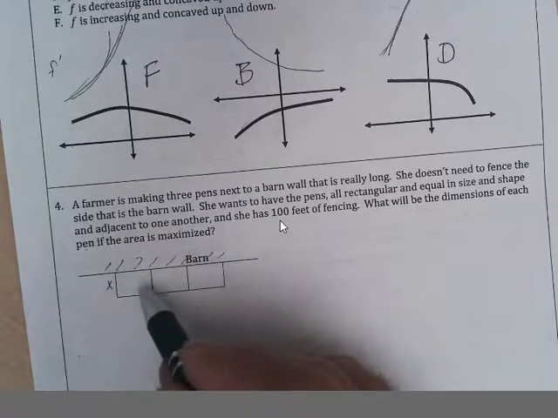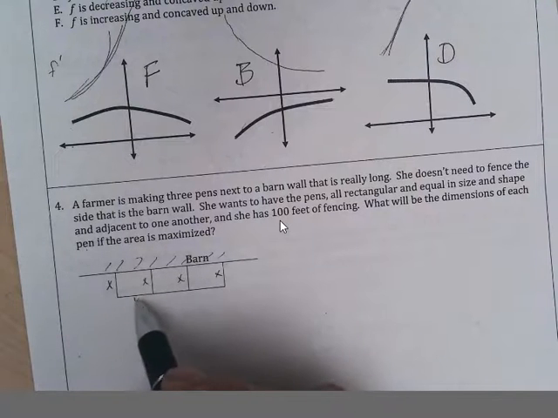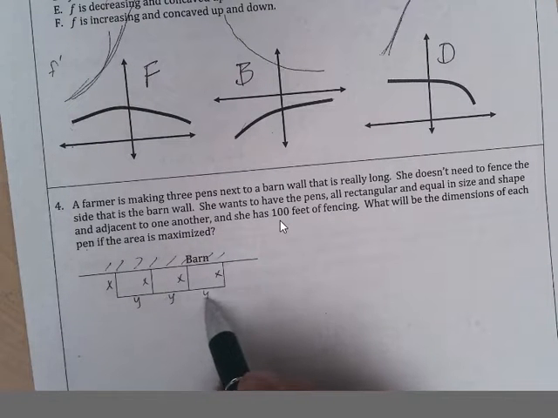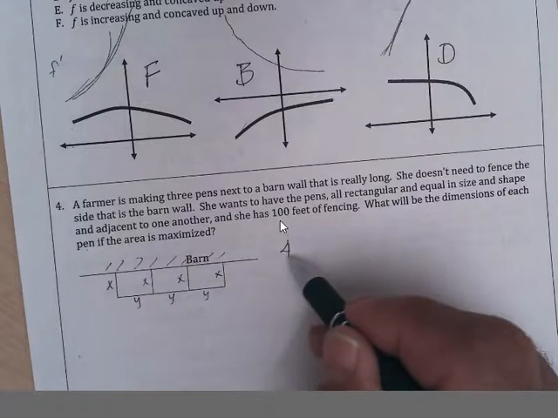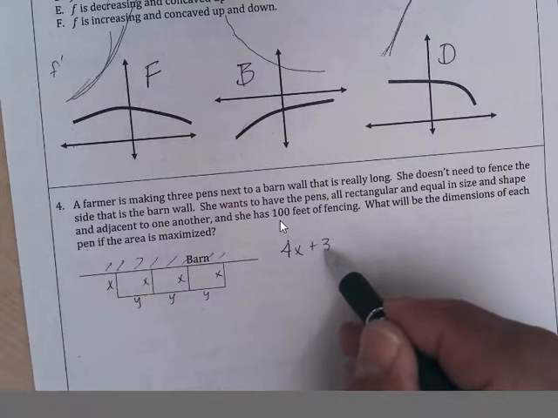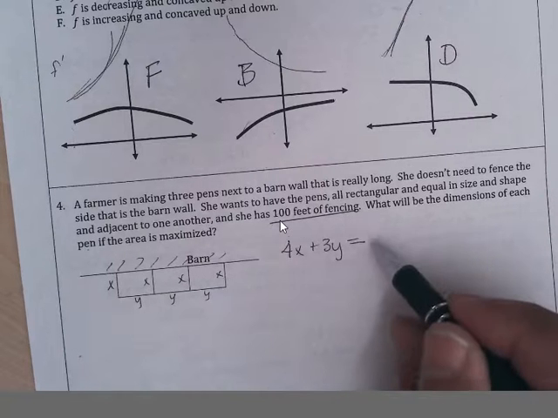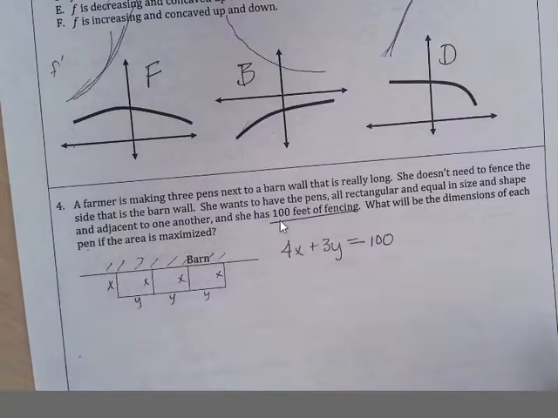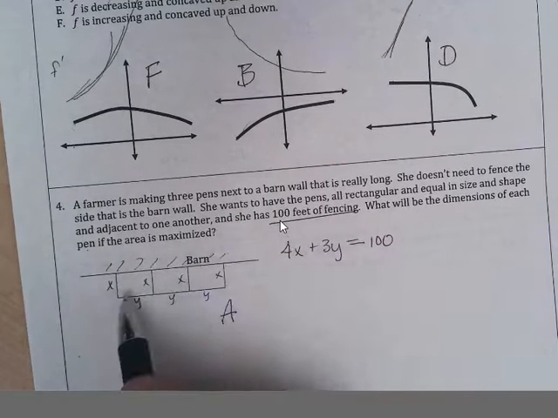So I don't know how long that is, or that, or that, or that. And I could put y on each one of these, or I could put y for the whole thing. That doesn't matter. I'll do it this way. So I got 4 x's plus the 3 y's are going to use up the fencing, 100 feet of it. And we want the area of each pen.